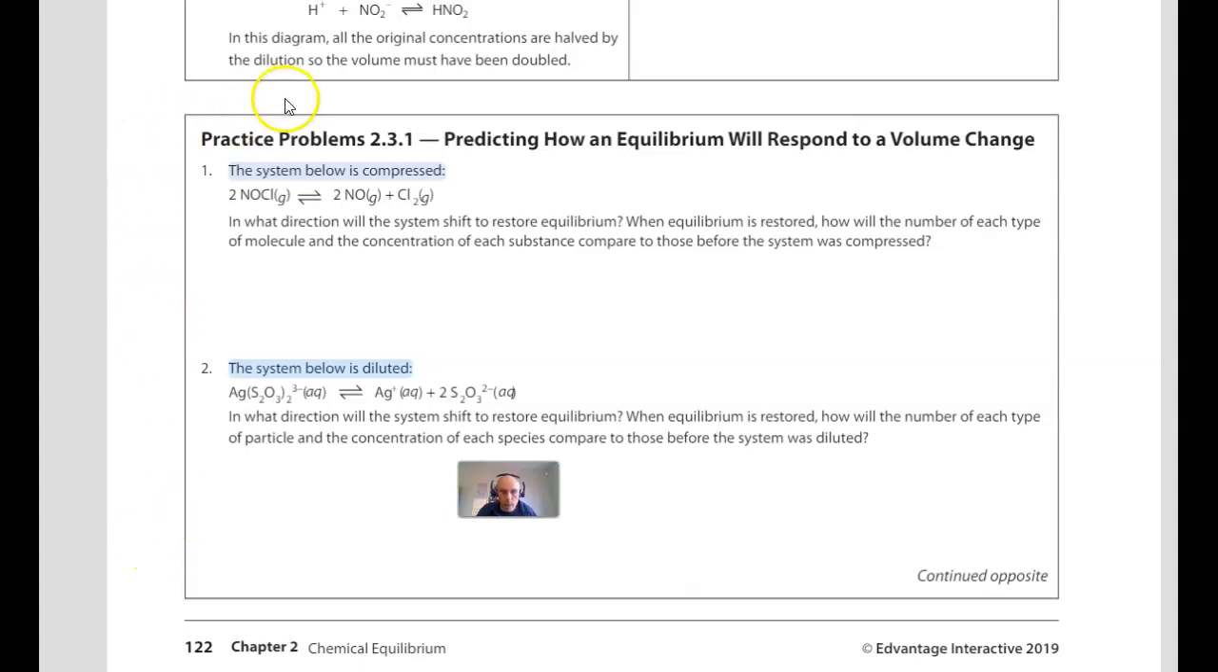All right, I've scrolled down. I'm on practice problems 2.3.1 on this same page, and I encourage you to answer practice problems 1 and 2 on your own. Write your answers down in your book. Pause the video, come on back when you're done, and compare your answers to mine.